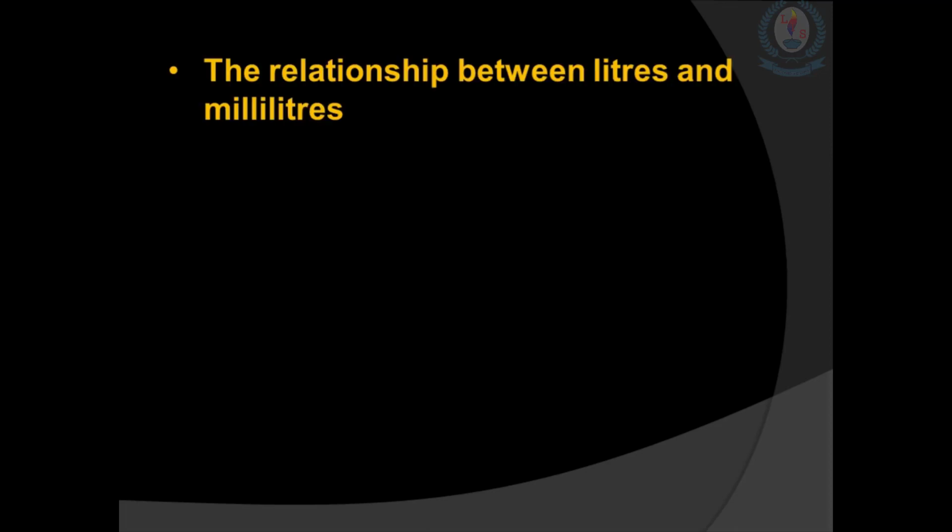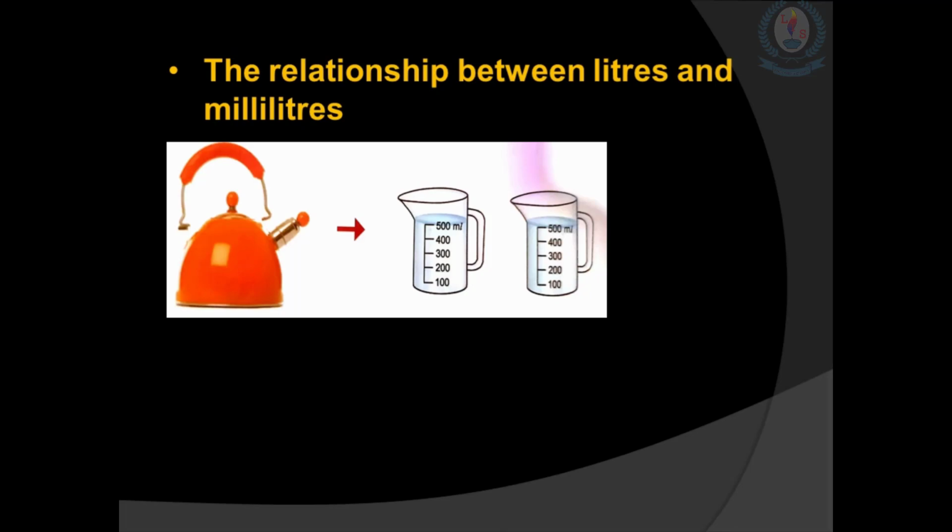Now let's see the relationship between liters and milliliters. Look at this picture. The kettle is completely filled with water and the kettle fills two 500 milliliter measuring jugs. So, let's find the capacity of the kettle. There are two 500s. It means 1000. The capacity of the kettle is 1000 milliliters.